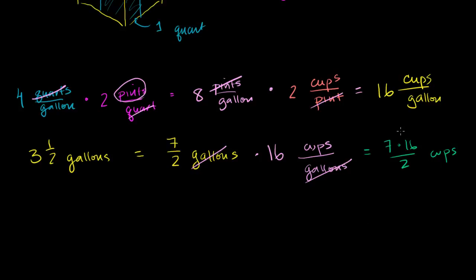16 divided by 2 is 8, and 2 divided by 2 is 1. So it just becomes 7 times 8 divided by 1, or just 7 times 8, which is 56. So this is equal to 56 cups. And this should make sense. This should be a much larger number because cups are a much smaller unit. So if you have 3.5 gallons, you will have many, many more cups in that 3.5 gallons. So this makes sense.